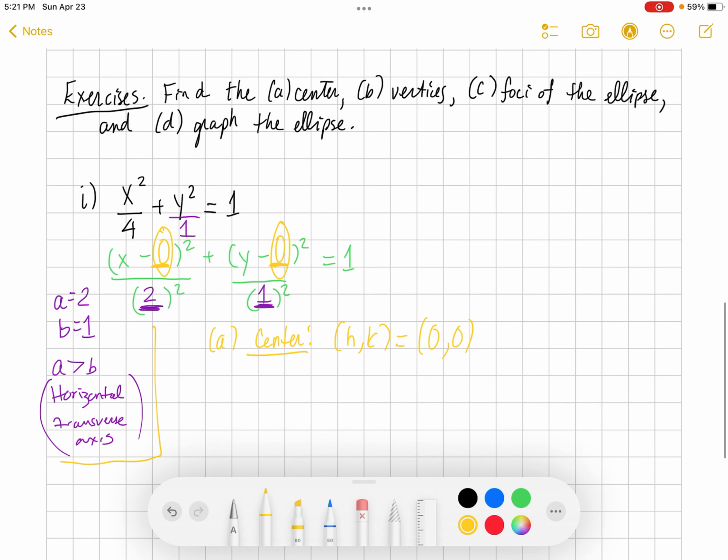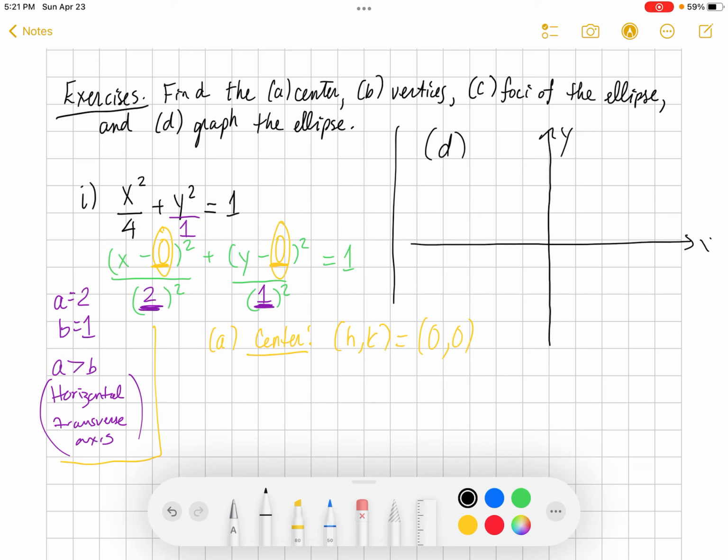Okay, so what do we gotta do next? Well, I like to start graphing here. So where am I gonna graph? I'm gonna graph up in here, part T. It's gonna be my y-axis. This is gonna be my x-axis. So I got the center, which is at (0, 0). That's the center of the ellipse.